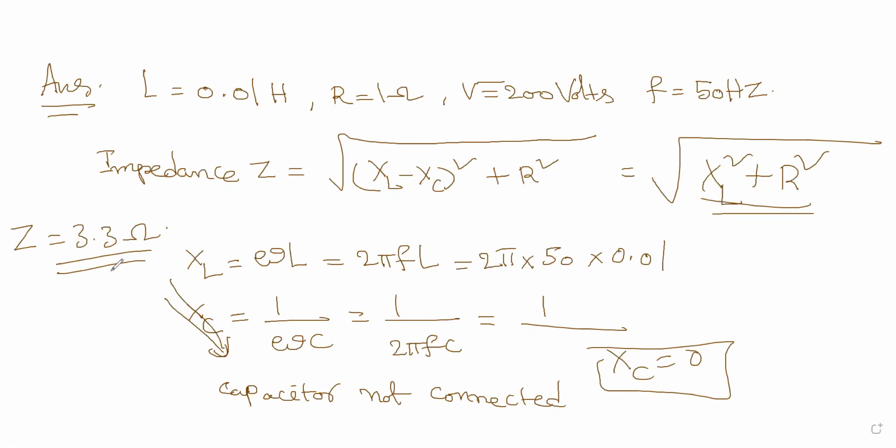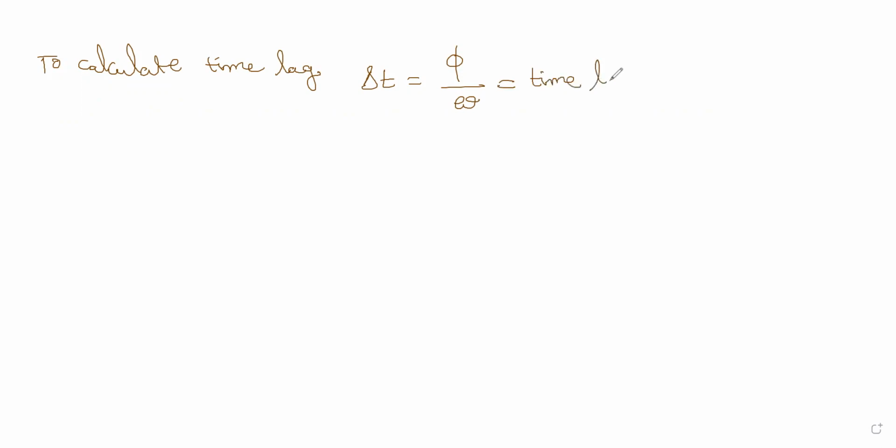Now, how to calculate time lag? This is the easiest part. Time lag is based on the phase difference. It is given by delta t, that is phi by omega. This is called time lag. This is the formula for time lag. So how do we get this? We get the tan phi formula as XL minus XC divided by R. This we know very well.